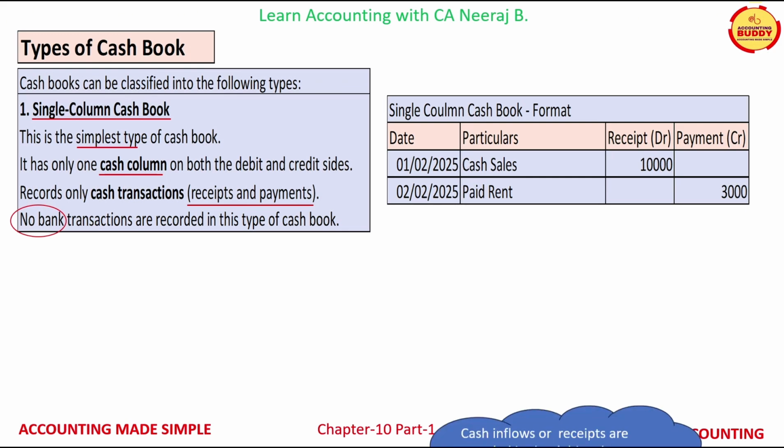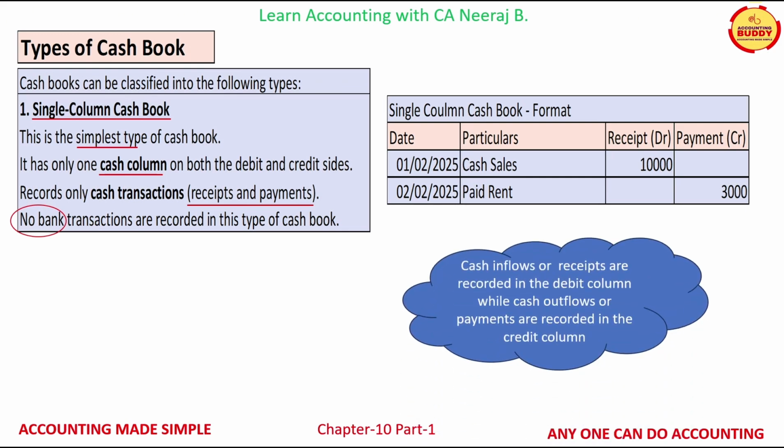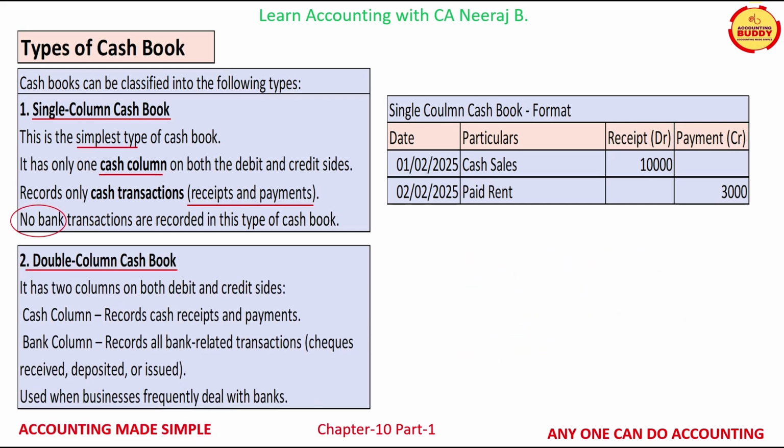Cash inflows or the receipts are recorded in the debit column while the cash outflows or the payments are recorded on the credit column. Second type of cash book is double column cash book. It has two columns on both debit and credit sides: a cash column to record cash receipts and payments, and a bank column to record all the bank related transactions, that is, checks received, deposited or issued.